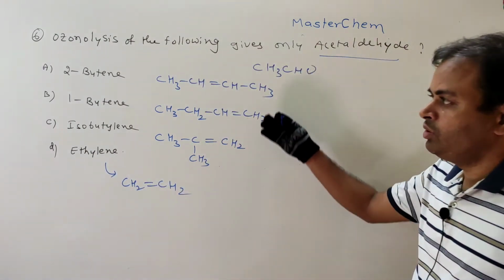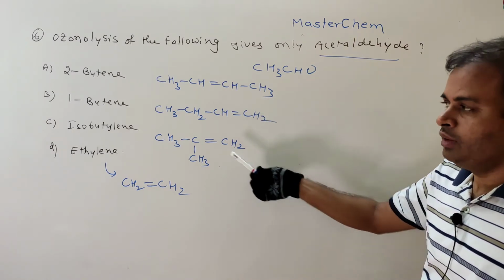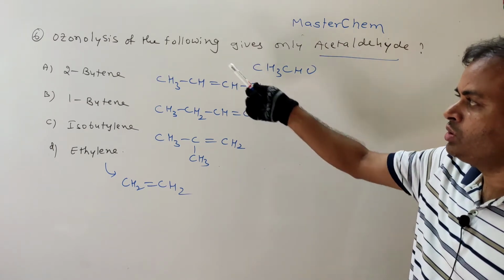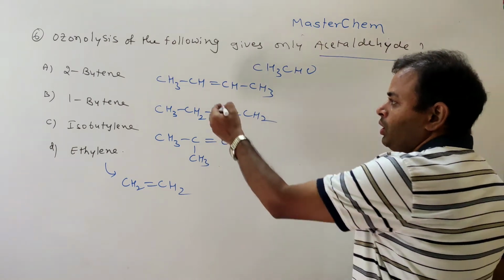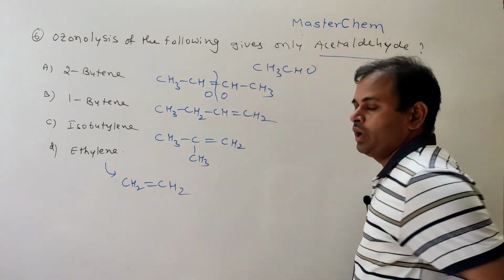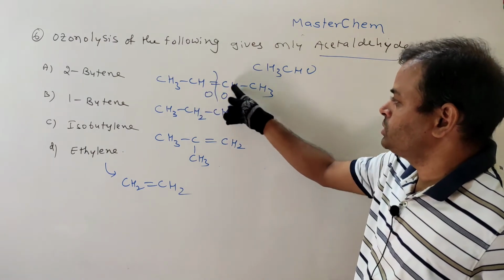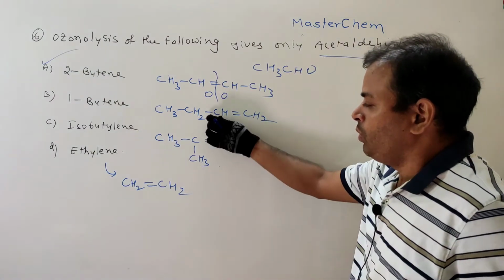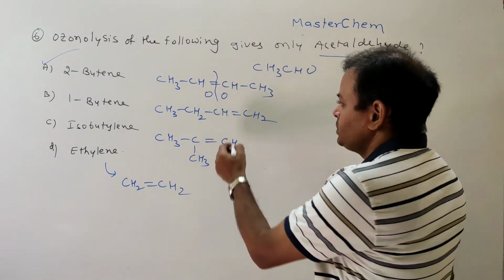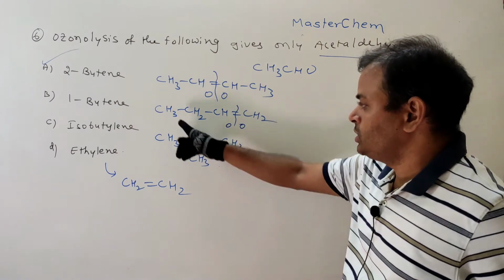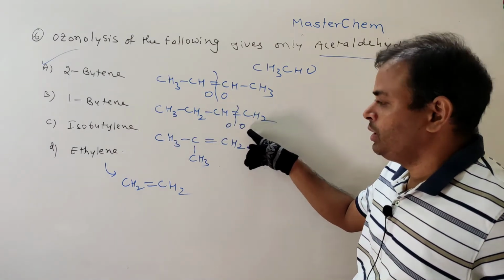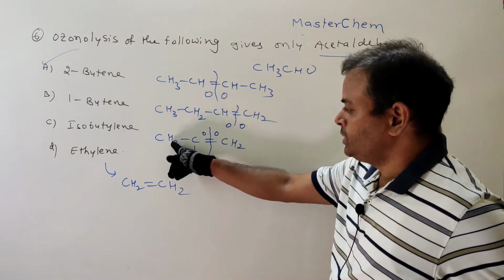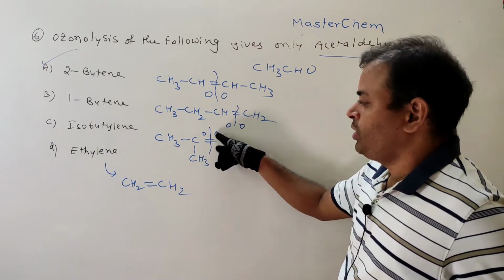Okay, so first we have to write the structures for these compounds, and let us check which compound on ozonolysis gives only acetaldehyde. So with the trick, just place O here. So that is CH3CHO, CH3CHO, only acetaldehyde. That's why option A is the correct answer. So what are the products with option B? That is CH3CH2CHO, propanal, and this is formaldehyde. And now with this, that is CH3COCH3, acetone and formaldehyde.